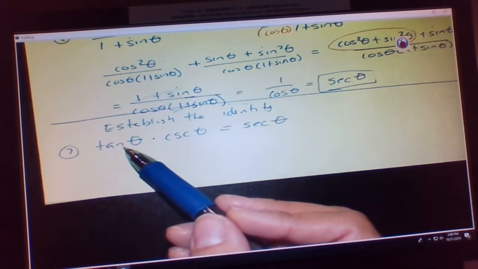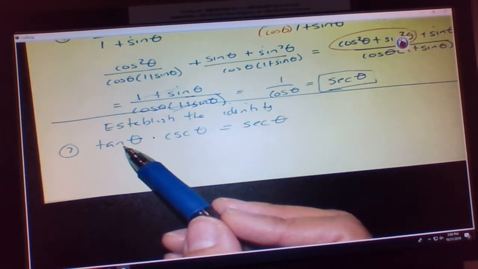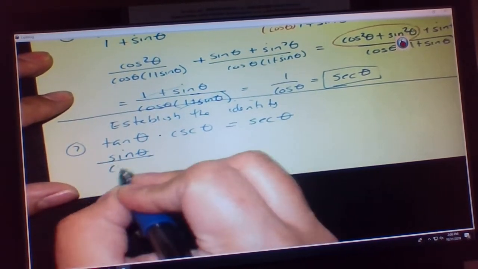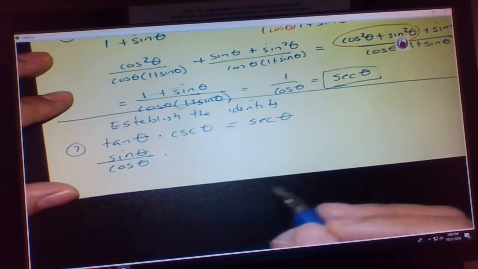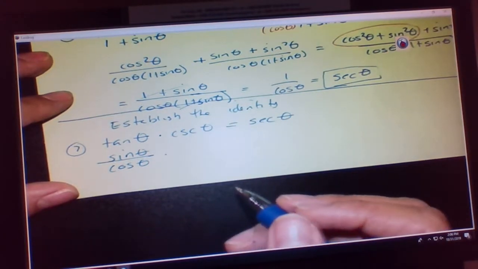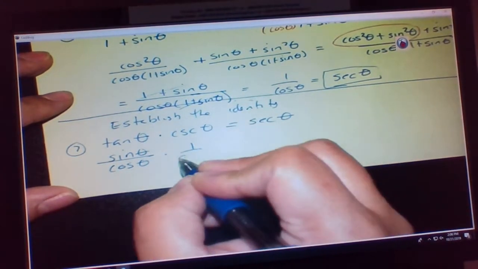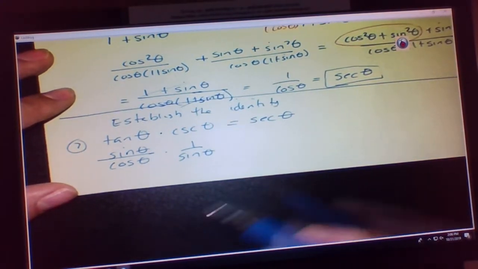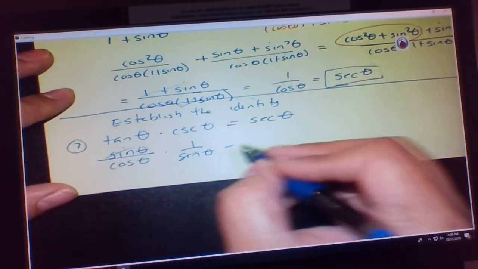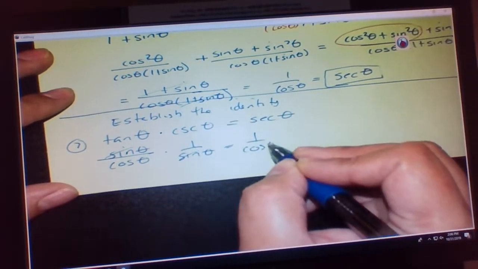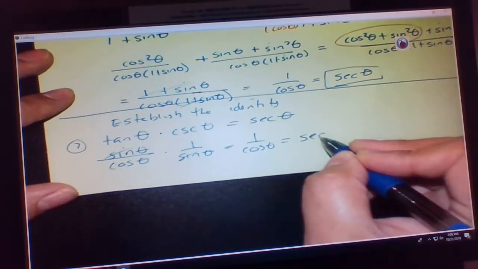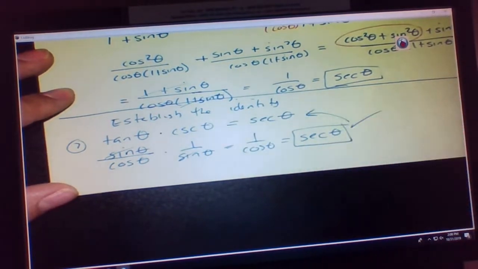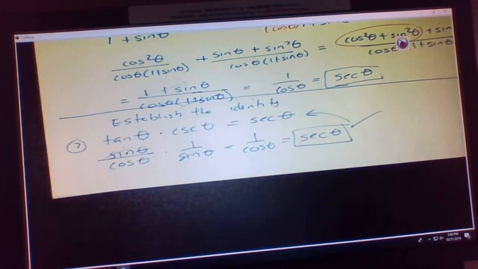Can I change this to something that has a cosine? Sine over cosine. So this becomes sine over cosine. Can I change cosecant to something? 1 over sine. And then when you look at that, guess what you can cross out? Your sines, and I get 1 over cosine. And what is 1 over cosine? Secant. So there, I did all the work to make sure that it's equal to that.